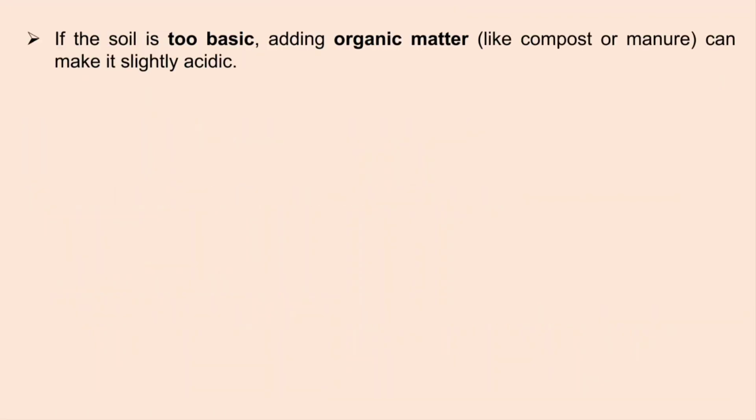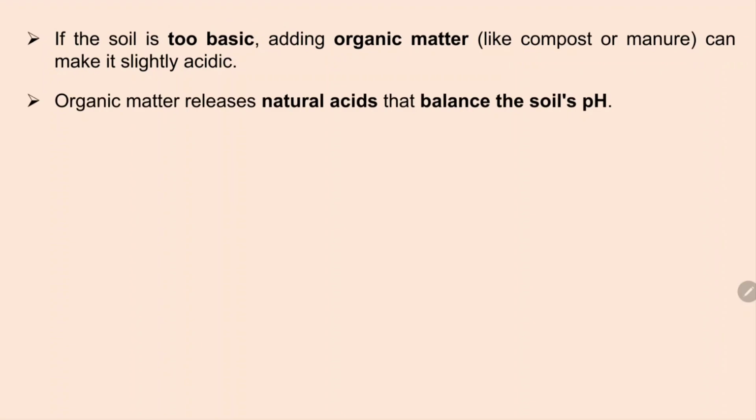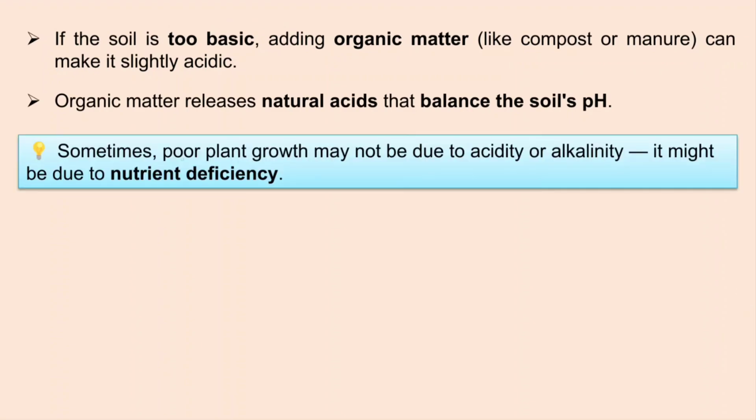And in case the soil is too basic, we have learned that if the soil is acidic, we can add base. And what if the soil is basic? Then we can add organic matter like compost or manure to make it slightly acidic, because they release natural acid and balance the soil pH. And sometimes poor plant growth may not be due to acidity or alkalinity. It might be due to nutrient deficiency. If there is a mineral deficiency in the soil, we cannot do anything in that case.